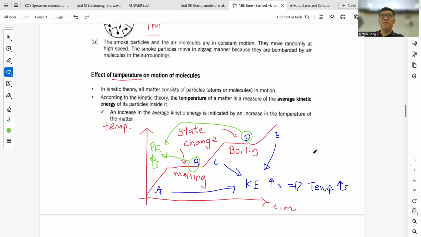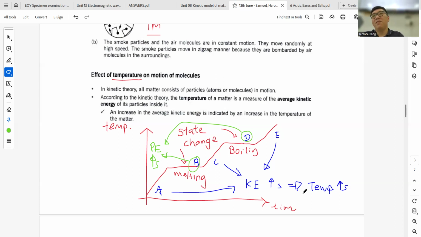So this heating curve, this is known as the heating curve, it's very important. It comes out all the time, and you've got to know that the kinetic energy changes when you see an increase in temperature. The explanation is later on in the notes. For the state change itself, the potential energy increases because potential energy is related to forces of attraction.